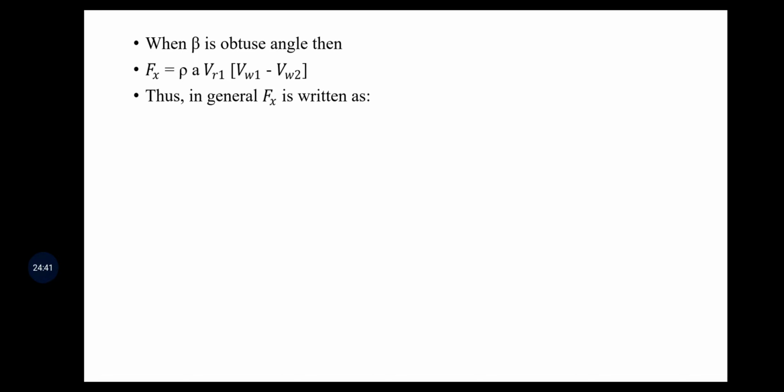Now what happens if beta is an obtuse angle? If beta is an obtuse angle, in that case Vw2 will be negative, it will be towards the right hand side, and indirectly it will be a -1. So it is Vw1 minus Vw2. Thus in general we can say that Fx is given as rho A Vr1 into Vw1 plus or minus Vw2, for acute angle and for obtuse angle. So as per the conditions of the angles, we have to consider either positive or negative.